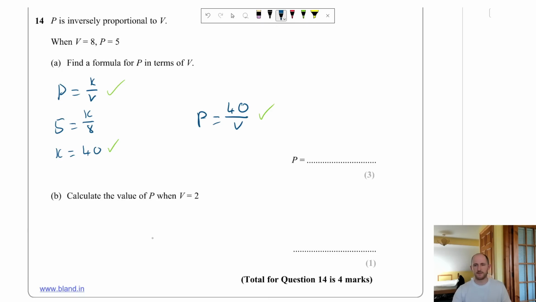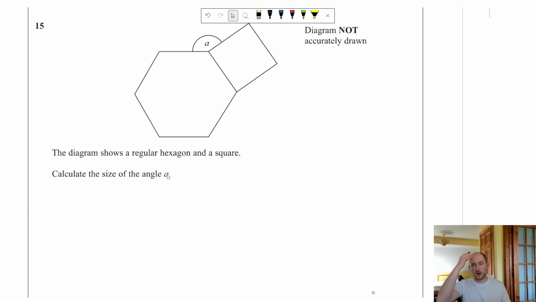Why not? Calculate the value of P when V equals 2. So P equals 40 over 2. Then use your massive, colossal brain to work out the fact that it would be 20. That's it. Nice and easy. There are actually quite a few different ways to do this question.